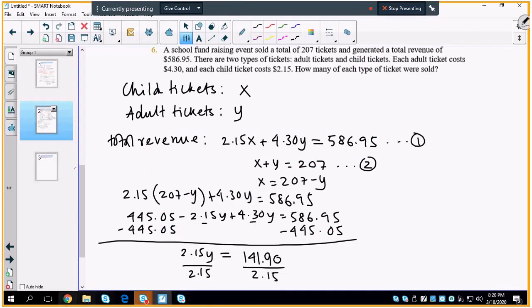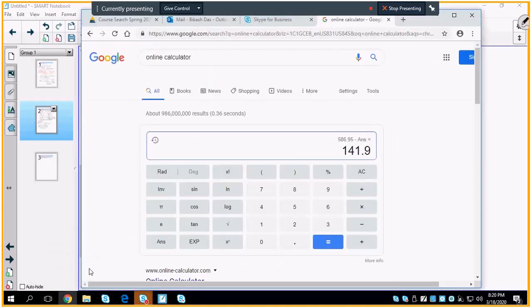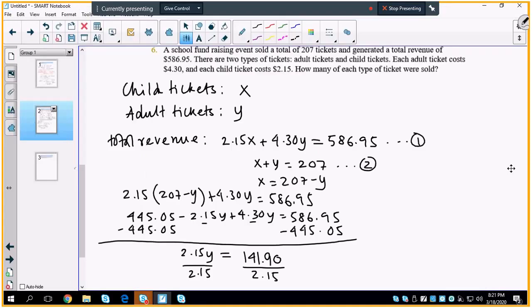So we divide both sides by 2.15, and my answer is going to be 141.9 divided by 2.15. Oh, it is a whole number, so it is 66. So I get that y is equal to 66. And remember, what was y? Y was the number of adult tickets. So I will now know the number of adult tickets sold is 66.